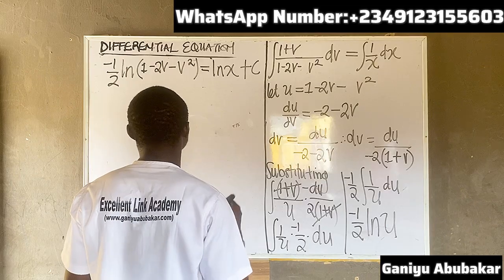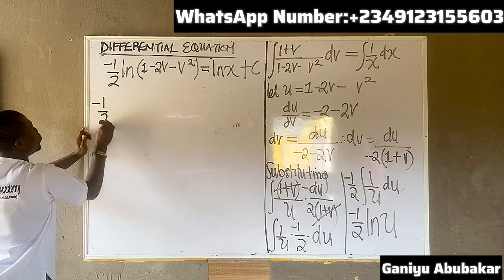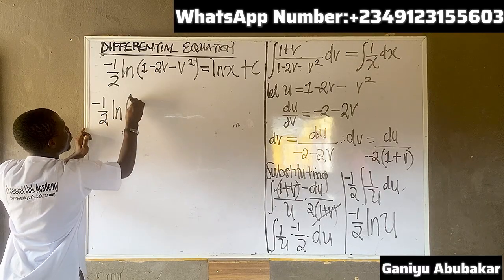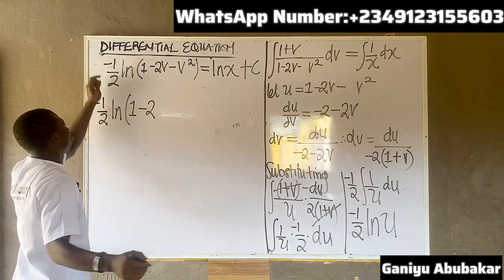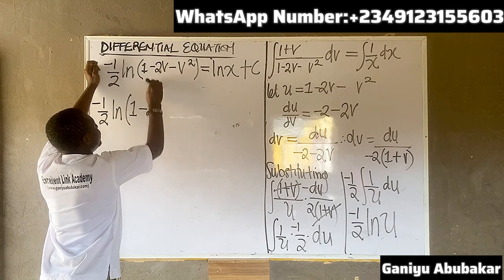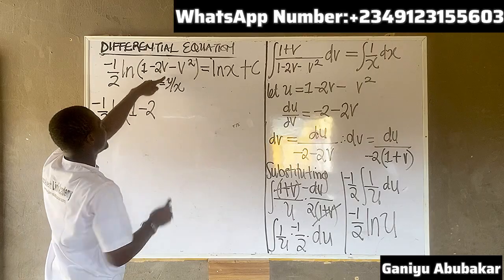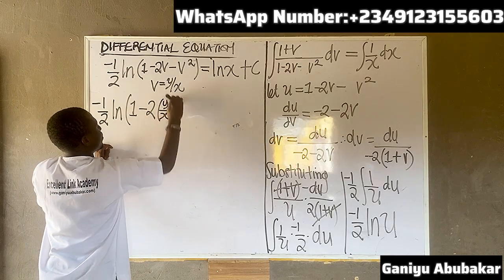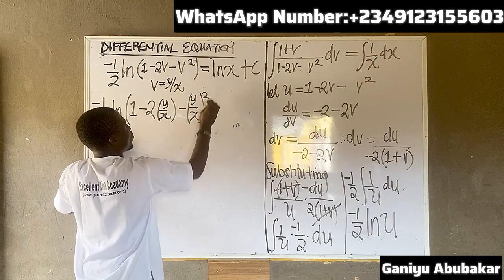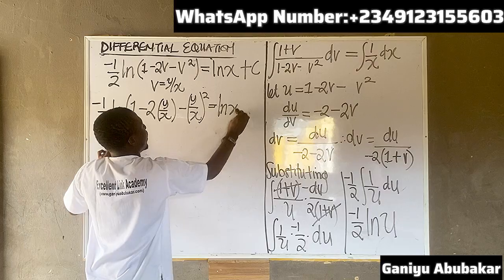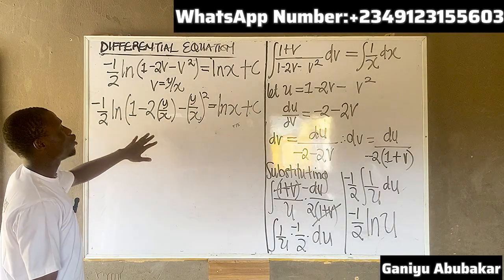All right, let's proceed. This one gives you minus 1 over 2 ln into 1 minus 2. Perhaps to save time, we said that v is what? y over x. So whenever I see v, I put y over x. So that's 2. Then v should become what there? y over x minus v squared. That gives you y over x, or what there? All squared equals ln x plus c.